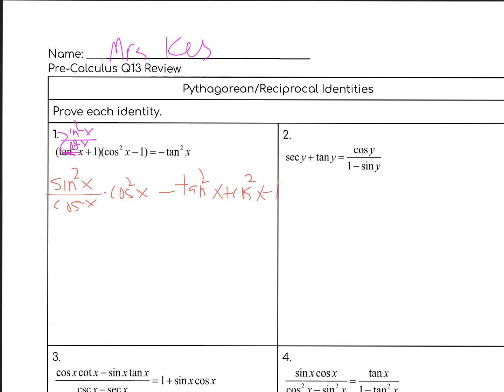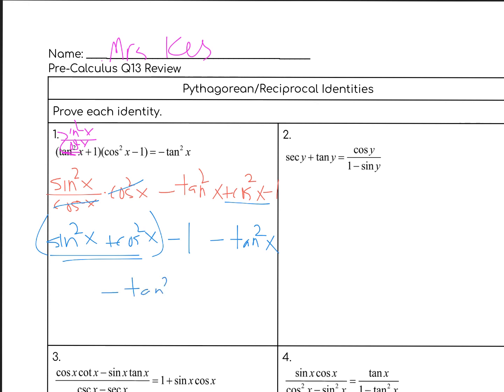Okay, so now I see that's going to be sine squared plus cosine squared minus 1 minus tangent squared. That's the number 1. So 1 minus 1 is 0, so negative tangent squared, and I'm done.